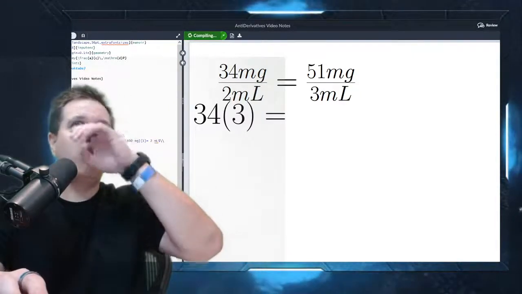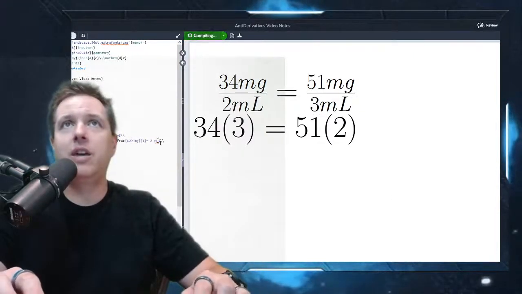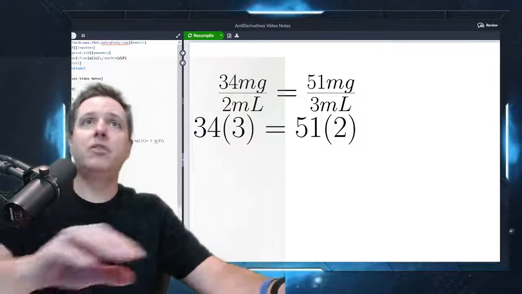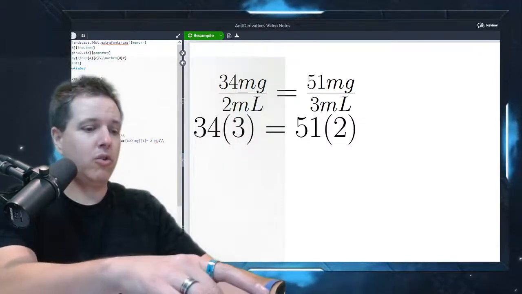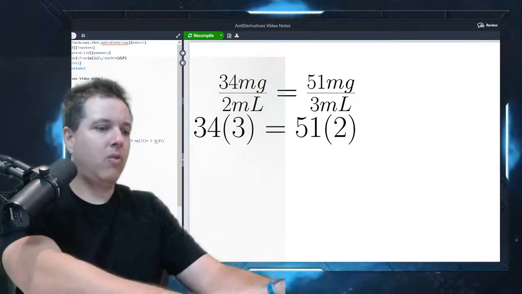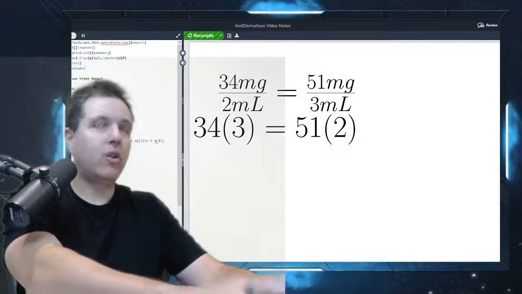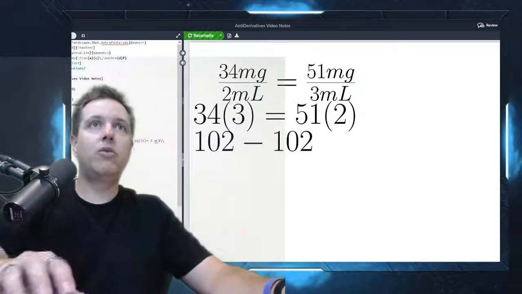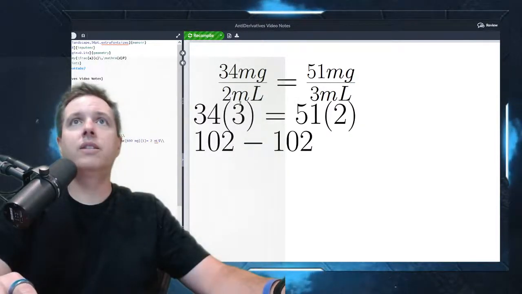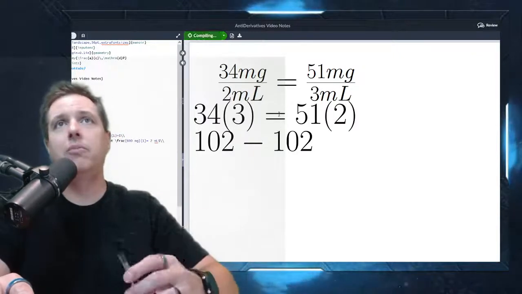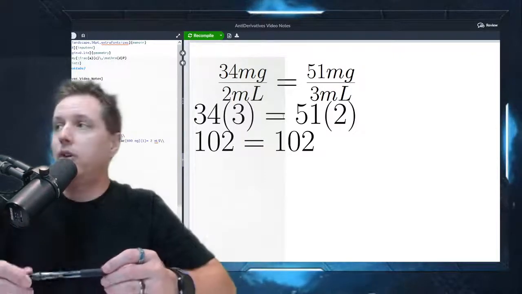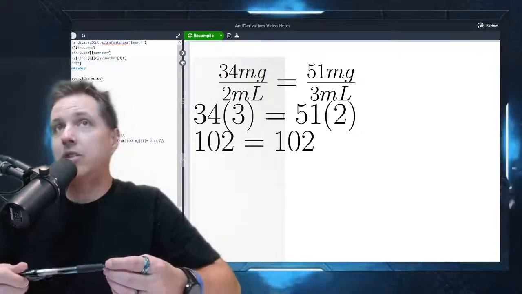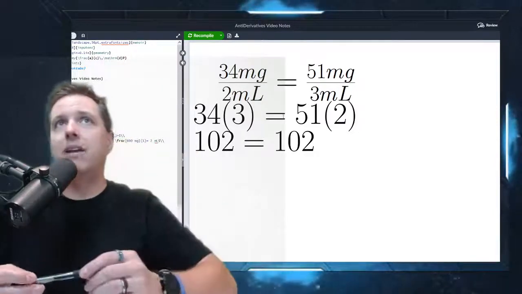Now, we still don't know, right? Some of you that can do multiplication in your head might already see these are both going to come out to 102. So when we multiply this out, we get 102 equals 102. Oops, give me 1 second to fix that typo. There we go. 102 equals 102. We got the same number on both sides. Therefore, we know that's correct, right?